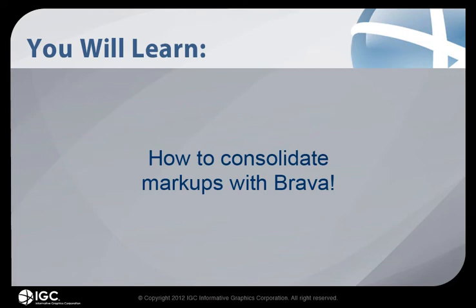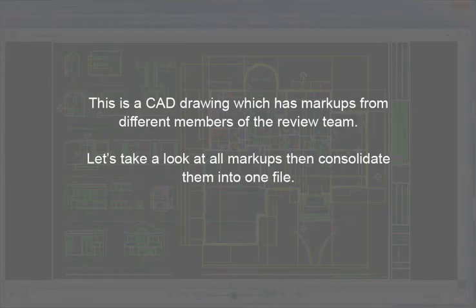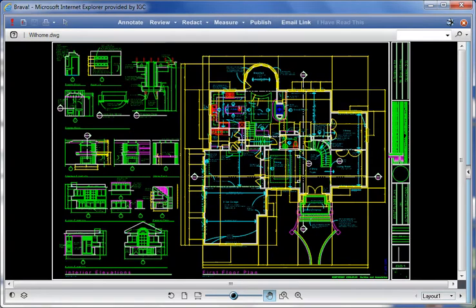In this guided tutorial, you will learn how to consolidate markups with Brava for OpenText Content Server. This is a CAD drawing which has markups from different members of the review team. Let's take a look at all markups, then consolidate them into one file.